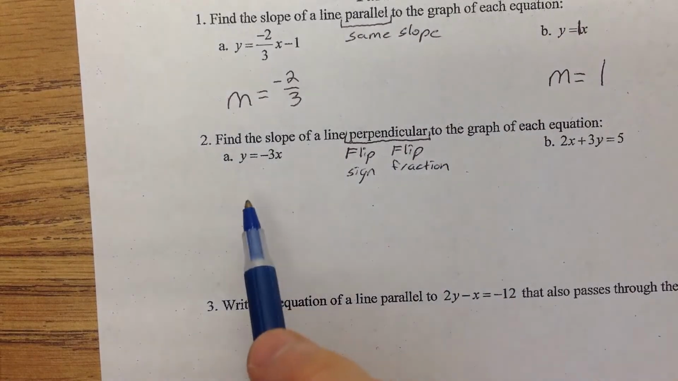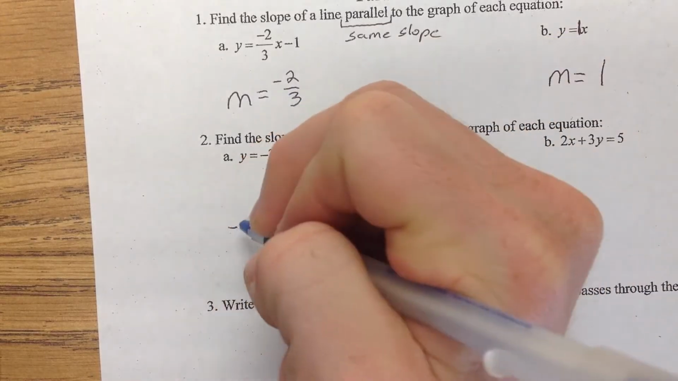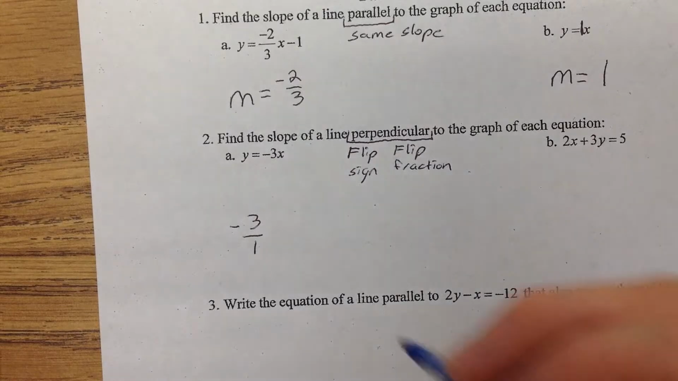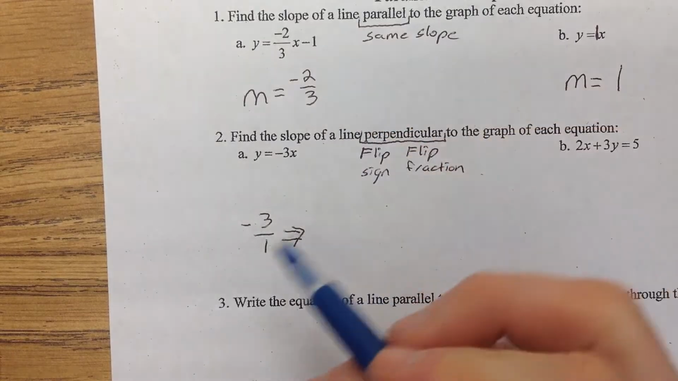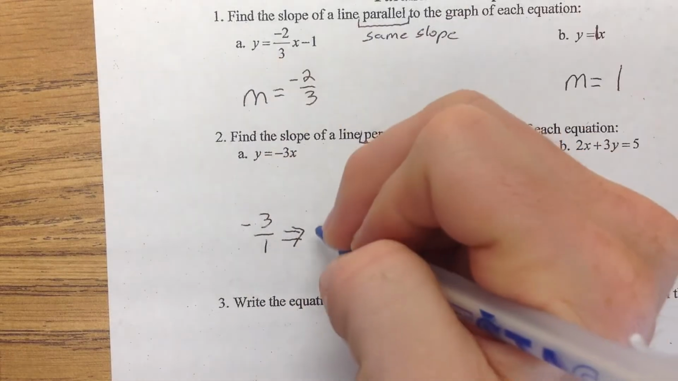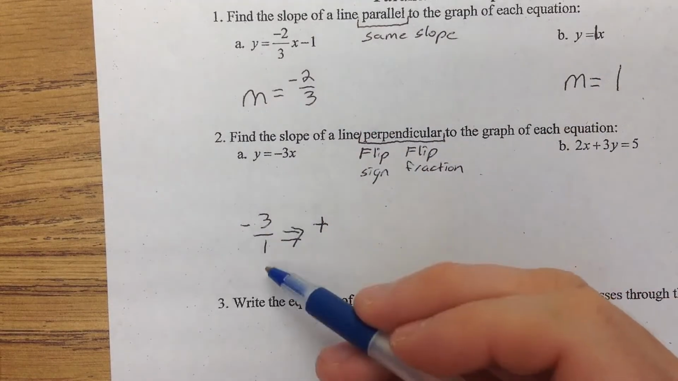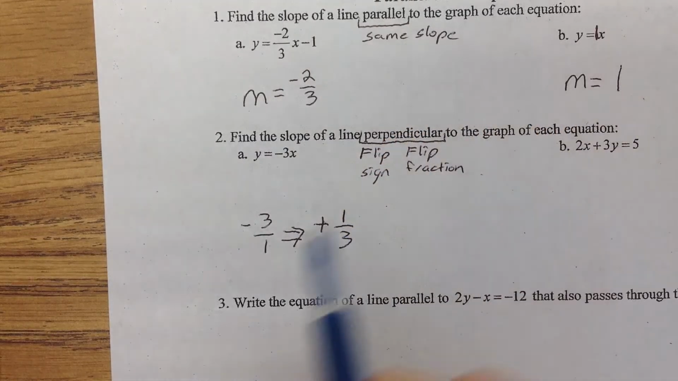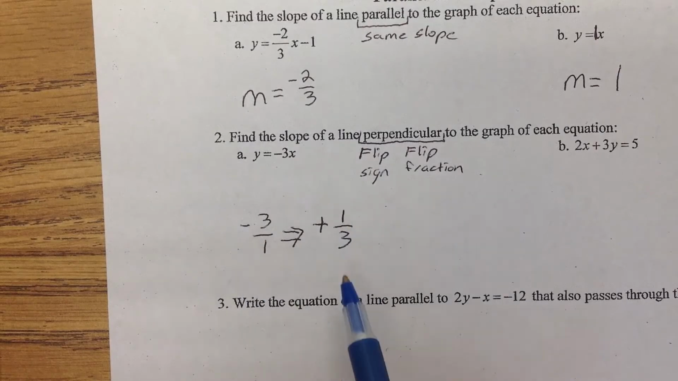So if I look at this first problem here, this slope is negative 3. Now, if I want to turn negative 3 into a fraction, it would just be negative 3 over 1. So when I flip negative 3 over 1, the starting fraction was negative, so our new fraction is going to be positive, and the starting fraction was 3 over 1, so our new fraction is going to be 1 over 3. So we went from negative to positive, that was the first flip, and then we went from 3 over 1 to 1 over 3. That was the second flip.